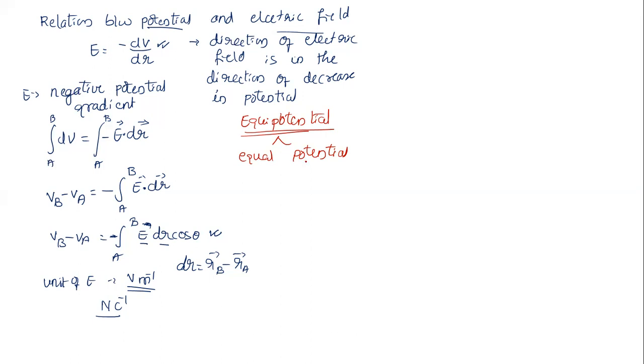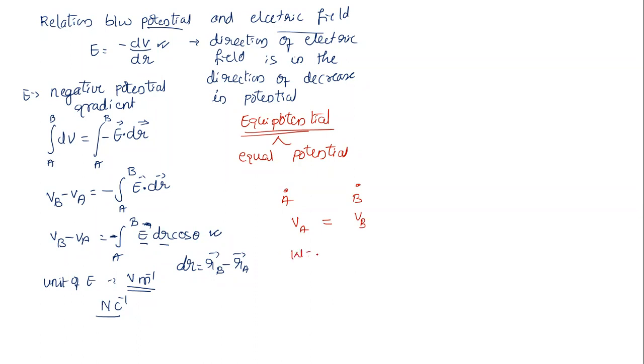Many questions will be asked on this property. One thing: the potential difference is the same. Let us take this point and this point. This is A and this is B. The potential at this point is VA and the potential at this point is VB, and these two are equal.